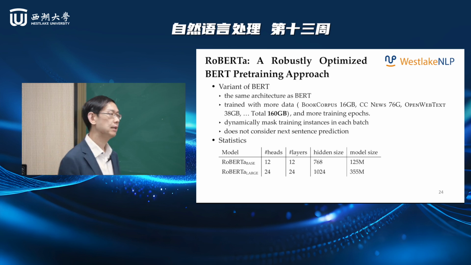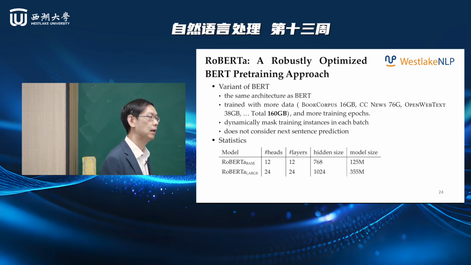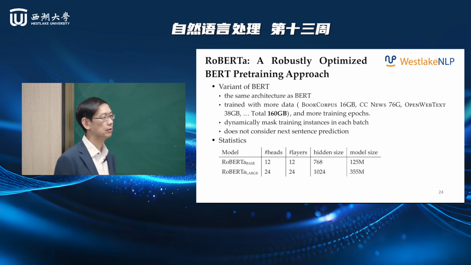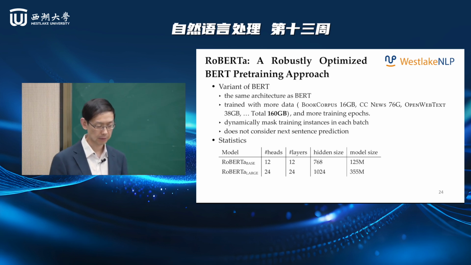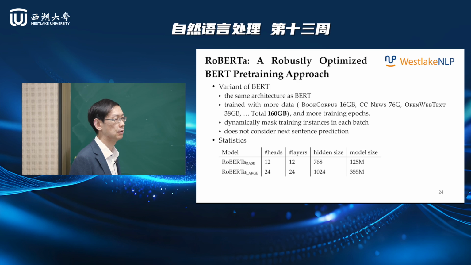The second innovation is that Roberta found that next sentence prediction is not so useful. So Roberta removed this training objective. So it's a pure masked language model. Roberta also has a base version and a large version. The statistics are shown in this table.